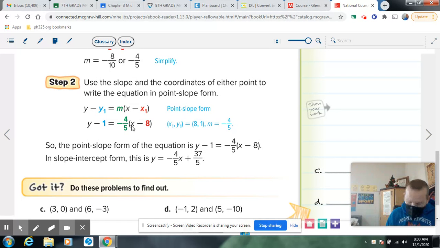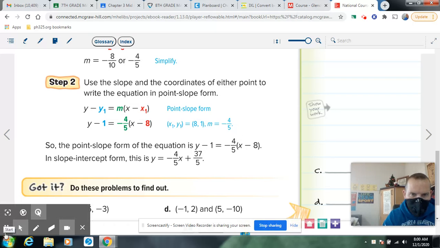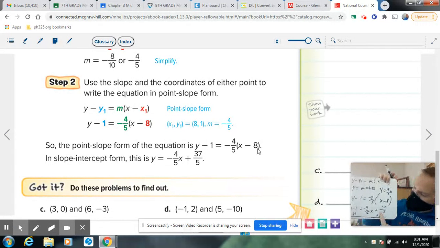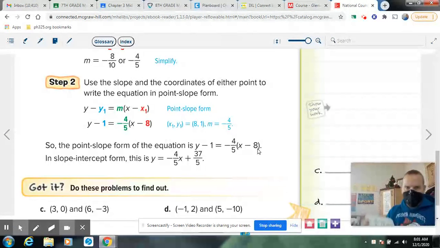Or excuse me, we need to take negative 4 fifths times negative 8. Write down that number. So let me pause it, do that in the calculator. All right, so that would give me negative 4 fifths times negative 8, which would give me 32 over 5. And then I add 1 to it to get my final answer. And that's what they got. And that is correct. Y equals negative 4 fifths x plus 37 over 5.